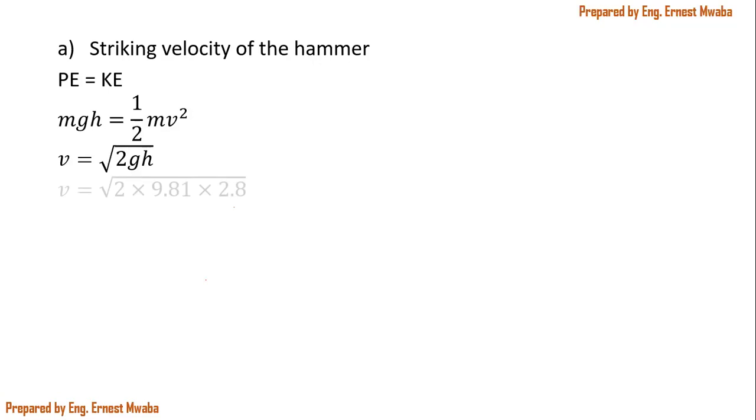So we can substitute. 2g is 2 times 9.81. The height through which the hammer should fall is 2.8 meters. So taking the square root of that, you end up with 7.412 meters per second. That is the velocity with which the 800 kg hammer is going to hit or strike the pile.